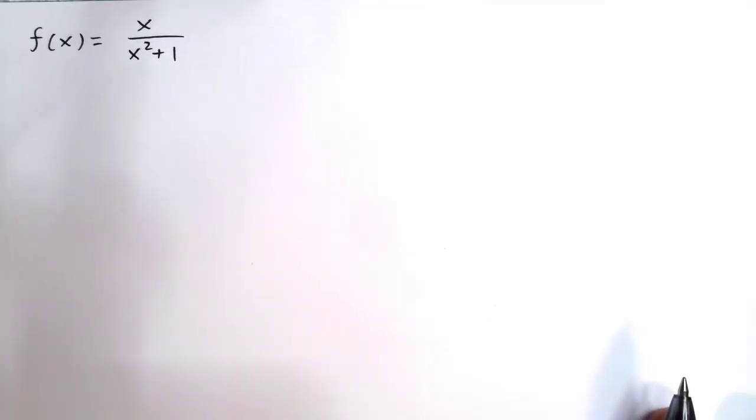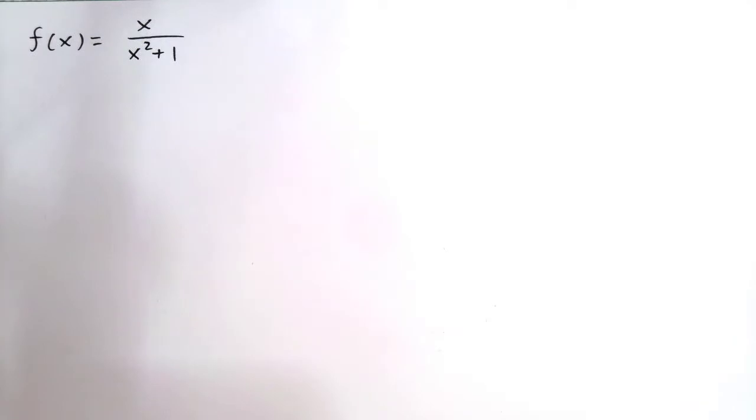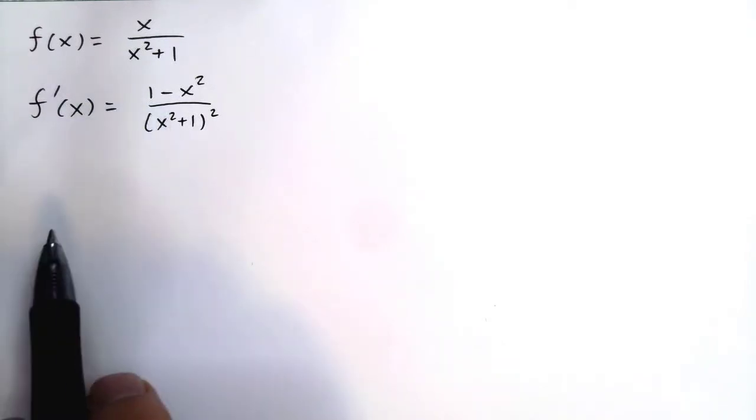Now we need to use the first derivative test. We're going to compute the first derivative. We did this in the last video, and we got this. All right, so we want to find the critical numbers. The critical numbers are where this is 0 or undefined.